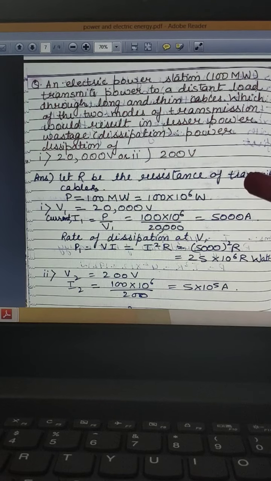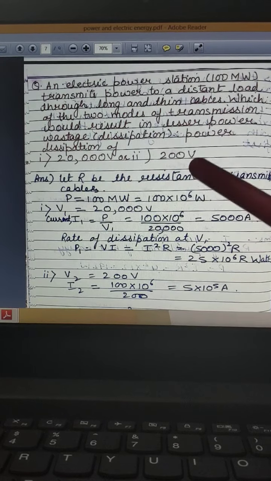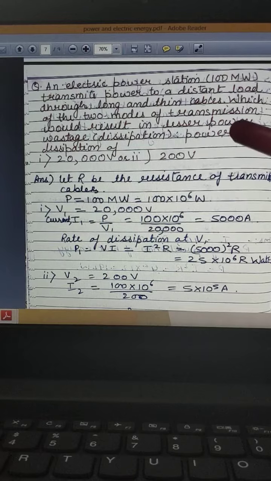Always keep it in your mind that first of all we will find out resistance. Why? Because resistance remains constant.